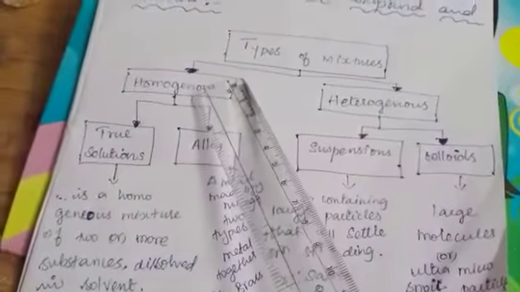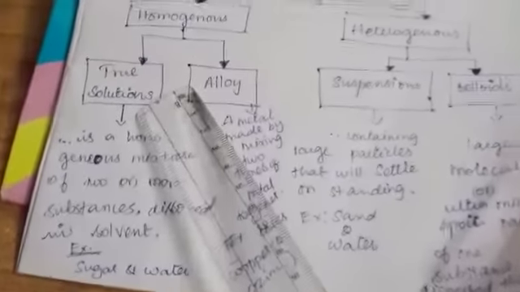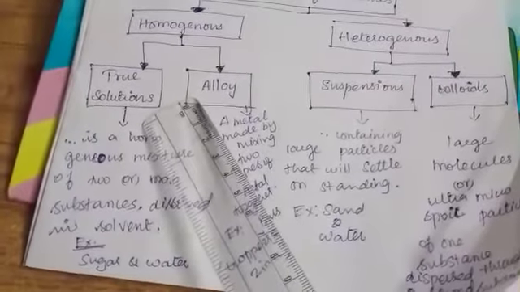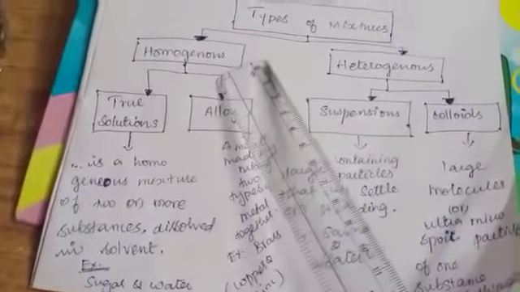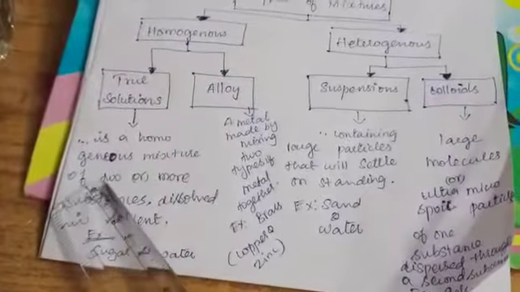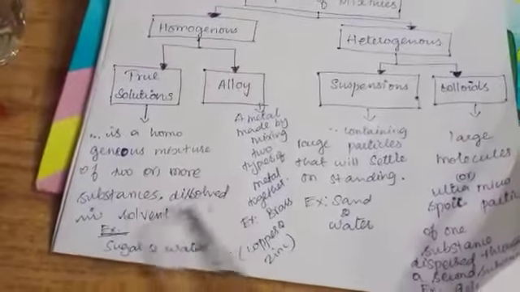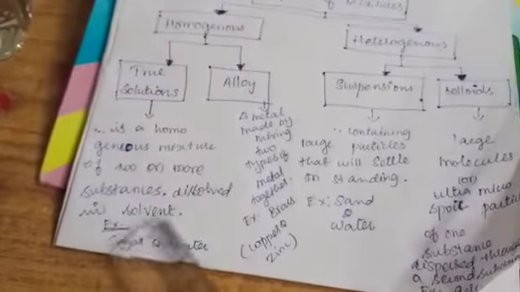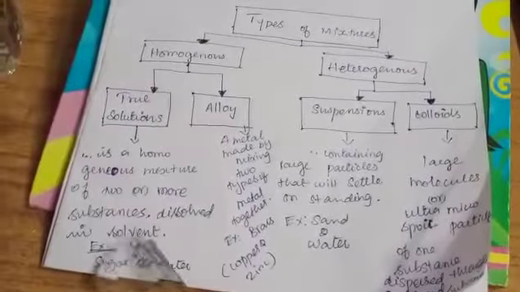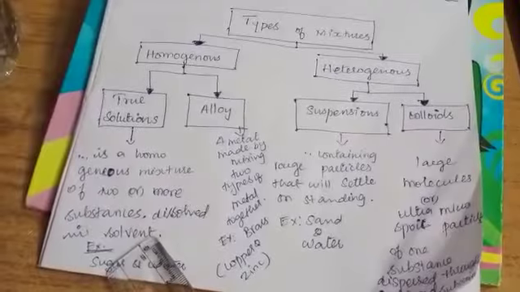And next we are going to learn about the two categories of homogeneous mixture, that is true solutions and alloy. What is a true solution? A true solution is a homogeneous mixture of two or more substances dissolved in a solvent. So in this mixture the solvent is water. So here two or more substances are dissolved in a solvent. This is known as a true solution.